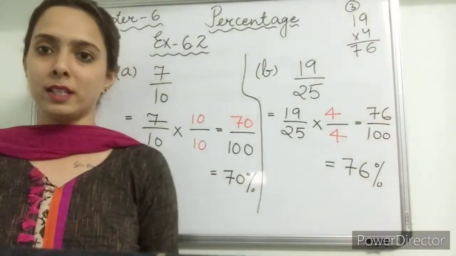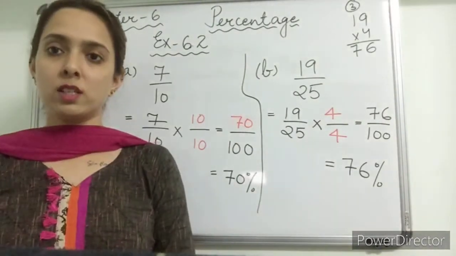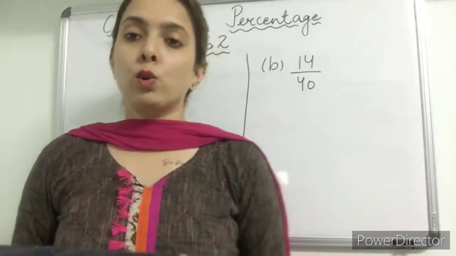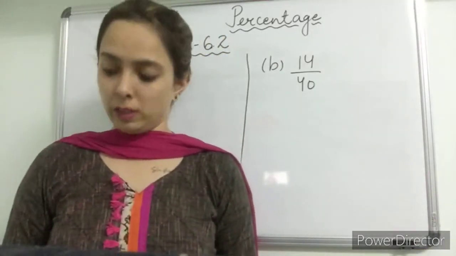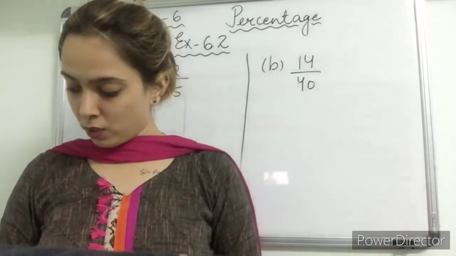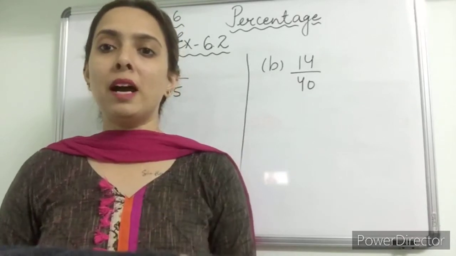I hope it is clear to all of you. Let's go for the next question. Question number 3. Question number 3 is: represent the following fractions as percent. In bracket it is written multiply by 100.